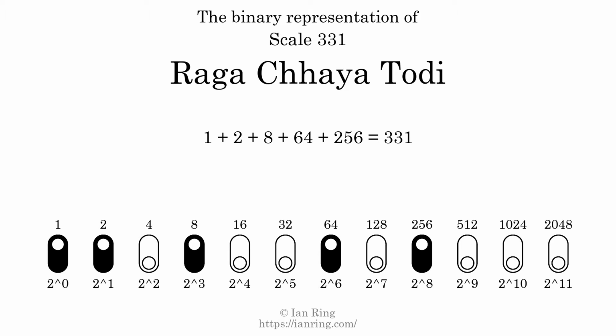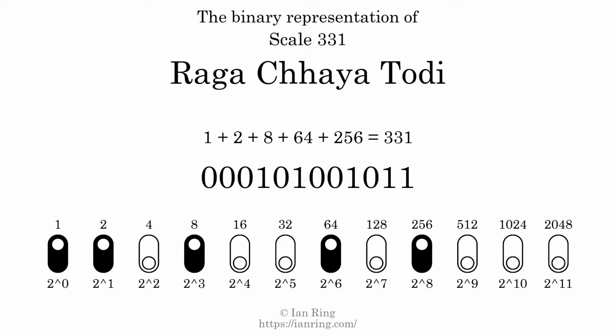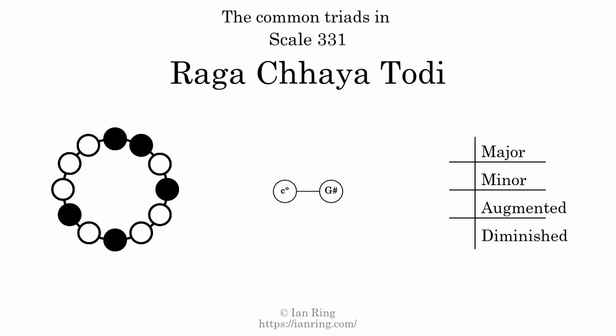The scale number not only enumerates the scale with a unique index, but it also literally describes the tonal content of the scale. Represented as a binary number in base 2, the scale number is 00010101011. Here are the common triads present in this scale.